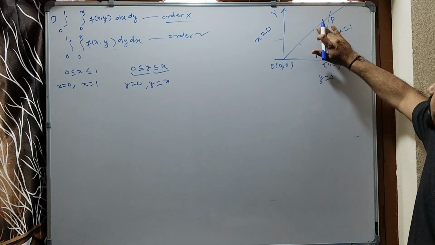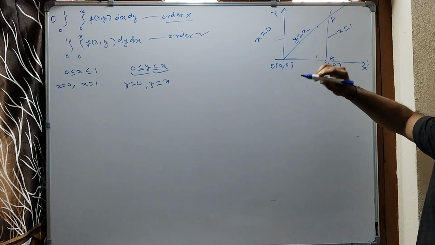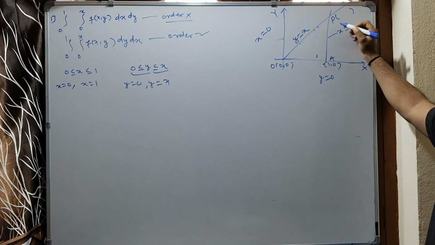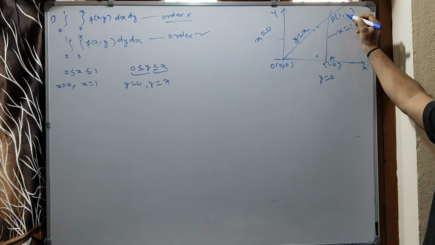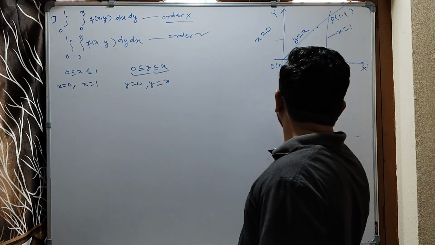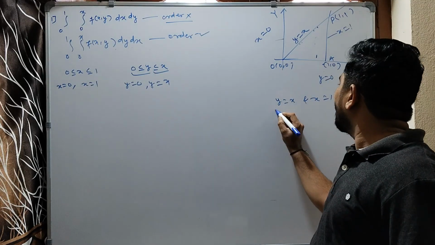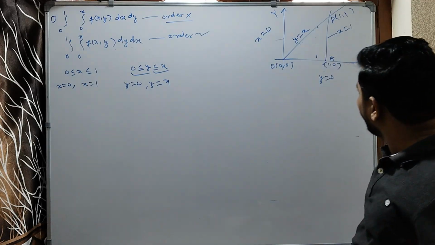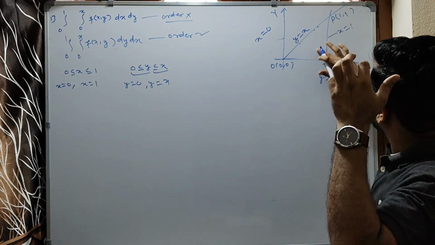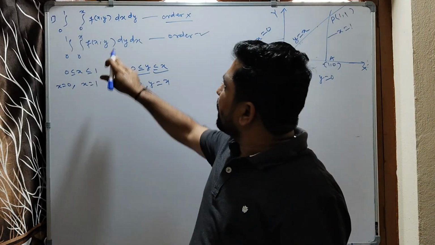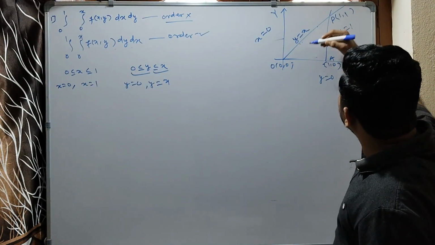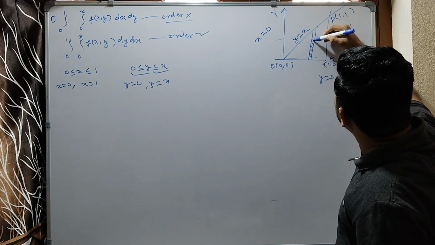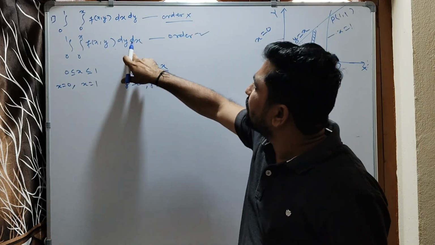So here is the line y equal to x. The point of intersection of this line and x equal to 1 is (1, 1), since y equal to x and x equal to 1 give y equal to 1. And at (0, 0) is the other point of intersection. Now I want to cover this region, but in the question they have given the order dy dx. So first integrate with respect to y; the strip corresponds to this order of integration, dy dx.